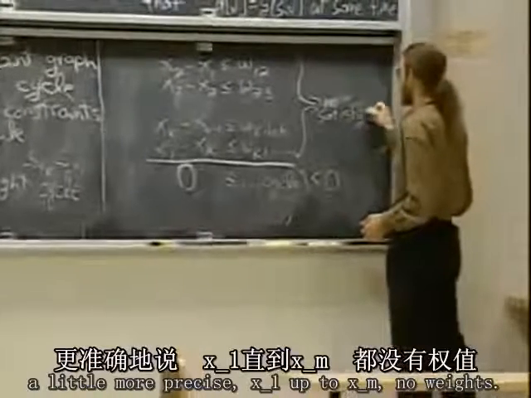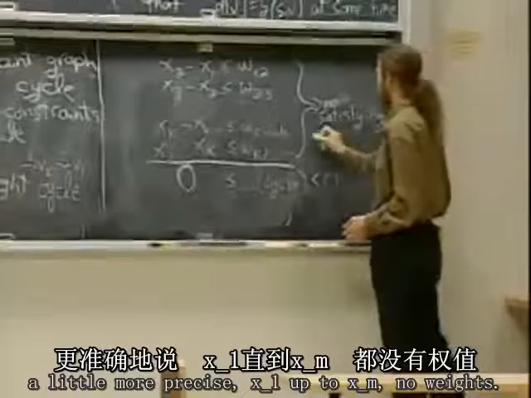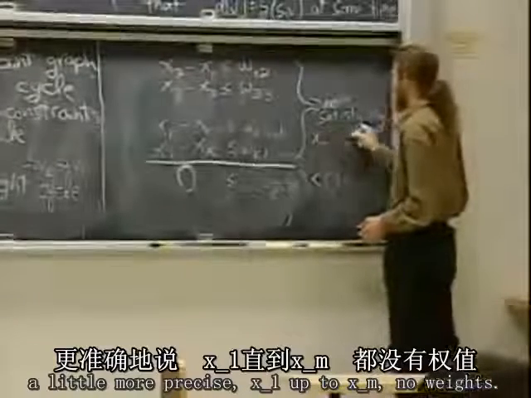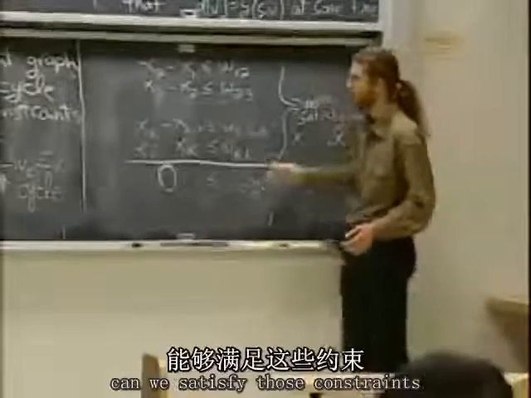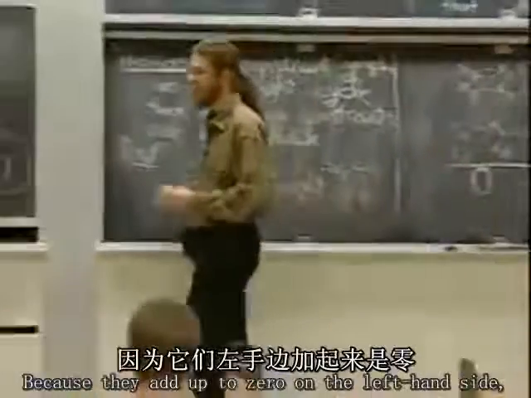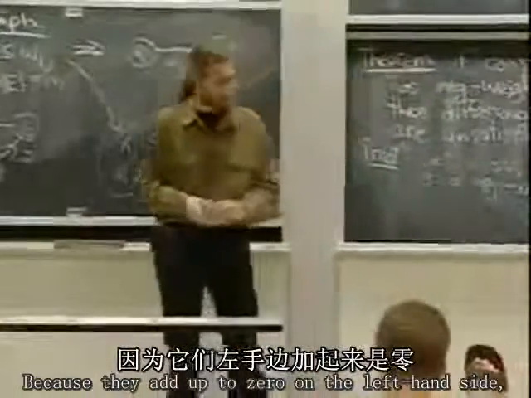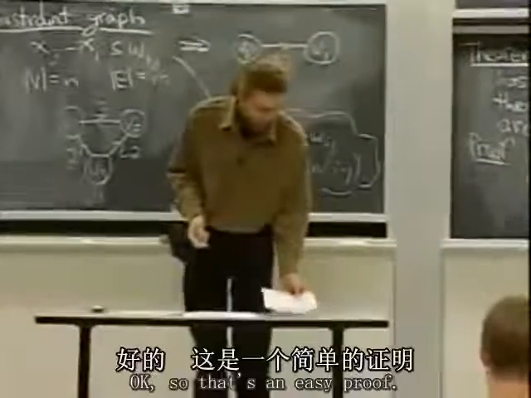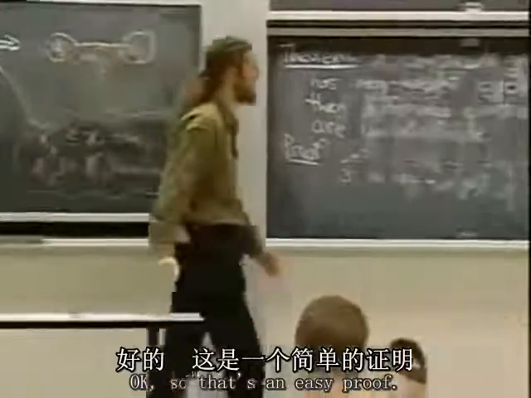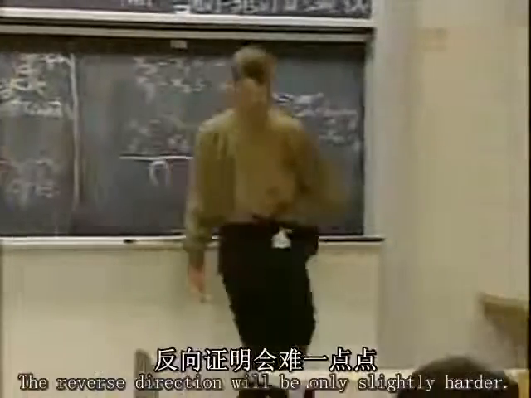Be a little more precise. x1 up to xn. No way can we satisfy those constraints, because they add up to 0 on the left-hand side and negative on the right-hand side. Okay, so that's an easy proof. The reverse direction will be only slightly harder.